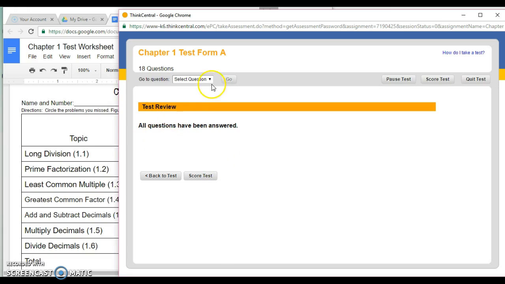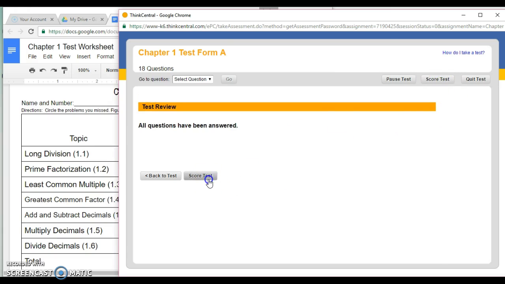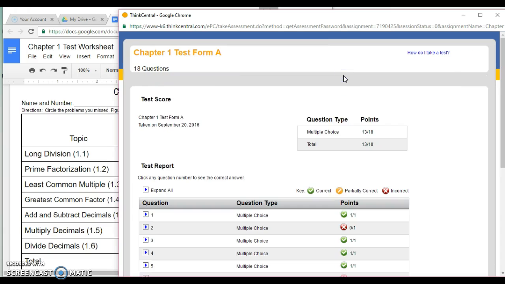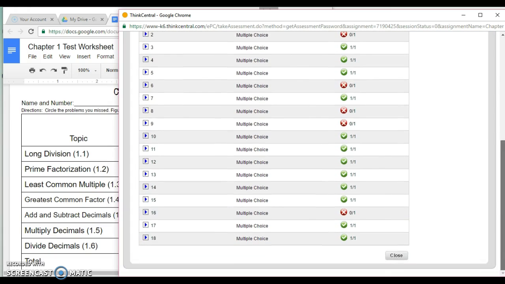Okay, if you'd like, what I always tell you to do is go through these again. Make sure that what you have on your test matches what you had on your work so that you don't make any mistakes. But when you are all done double checking your work, then you can go to score test. And there's something different that I want you to do after you have scored the test. I have made it so you can actually see the ones that you have missed.